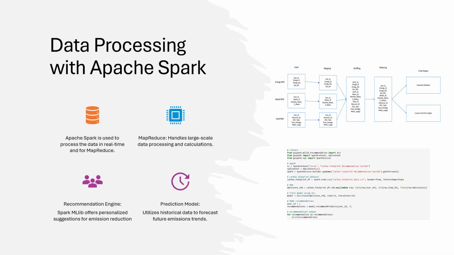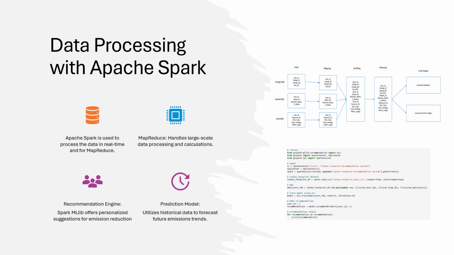I'm using Apache Spark for data processing because it processes data in real time, and for MapReduce it can handle large scale data processing and calculations. By using MapReduce, I'm planning to calculate carbon footprints of the user based on the data they gave and the logs we collected from the IoT devices. And I'm using the Spark ML library for the recommendation engine and the prediction model.